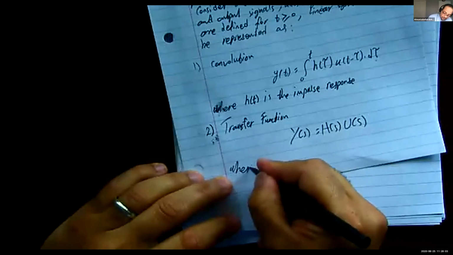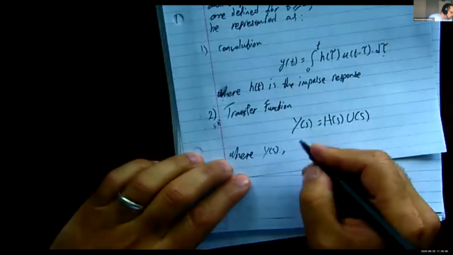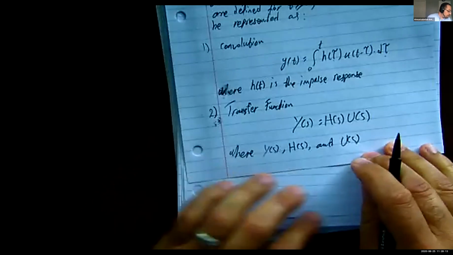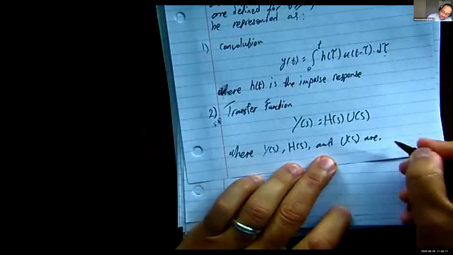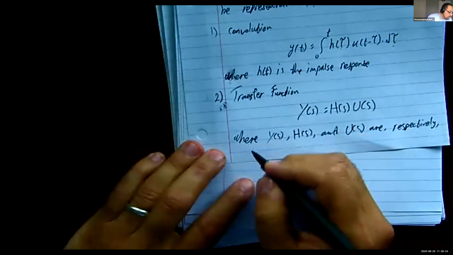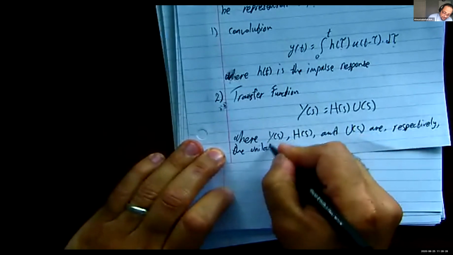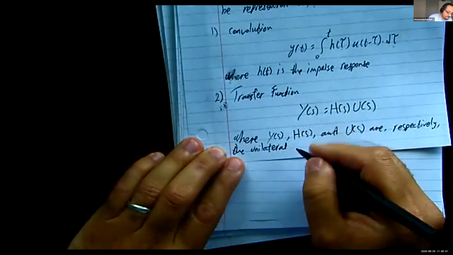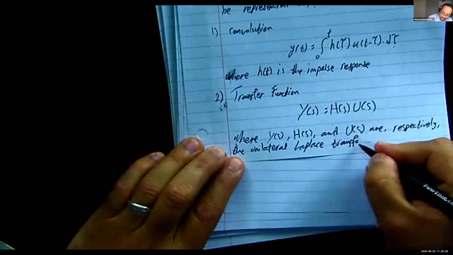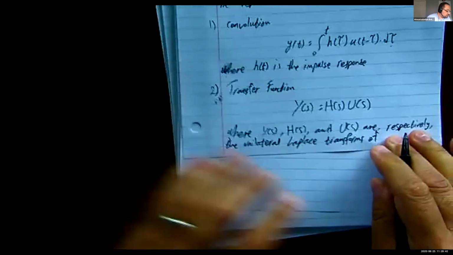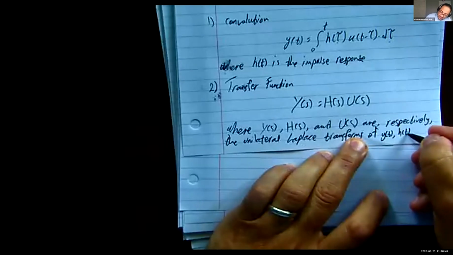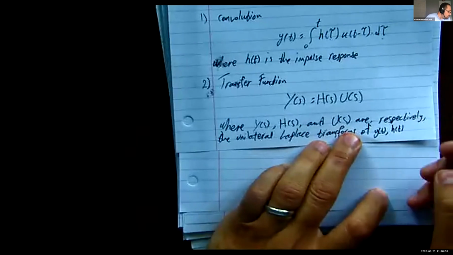Where Y of s, H of s, and U of s are respectively the unilateral Laplace transforms of y of t, h of t, where h of t is the impulse response, and u of t.